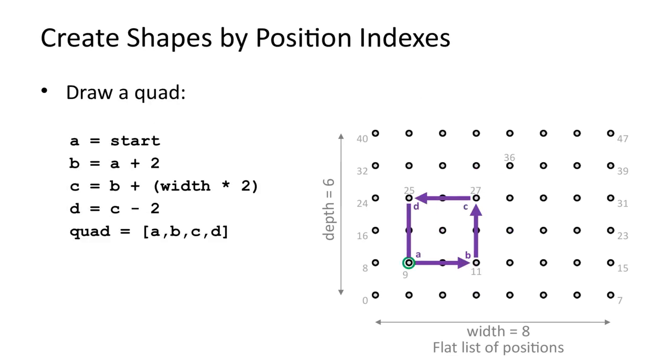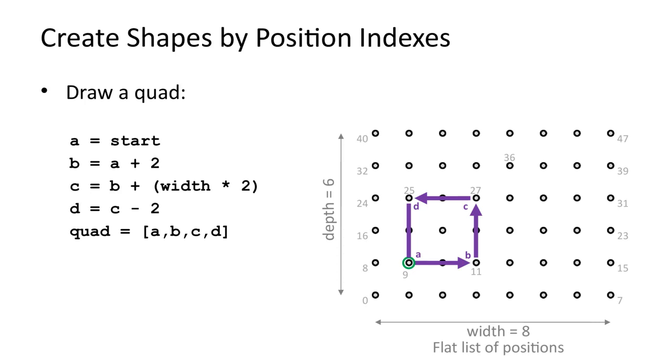When creating a shape, it is convenient to always start at the bottom left-hand corner of the shape. This will make it much easier to avoid going out of bounds. We will call this the origin index. In the example, we can see that the bottom left-hand corner of the quad is index 9.